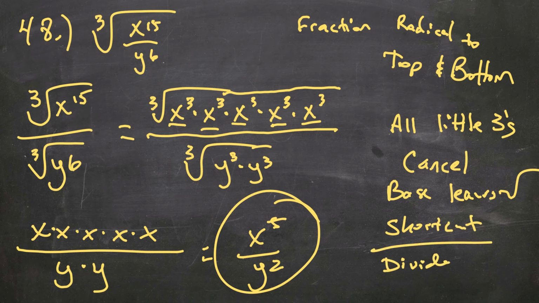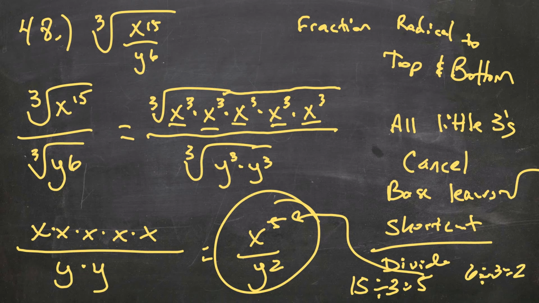divide. 15 divided by 3 is 5. That's why it's 5 up there. 6 divided by 3 is 2. That's why it's 2 there. Okay, and that's it. All right, 50 is tough.